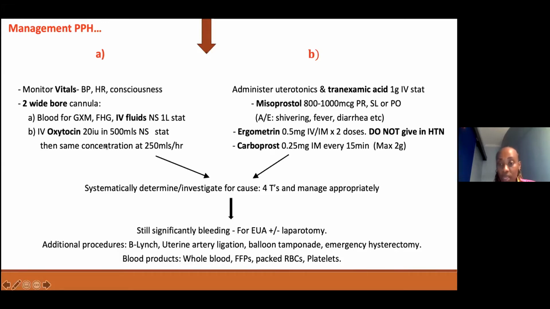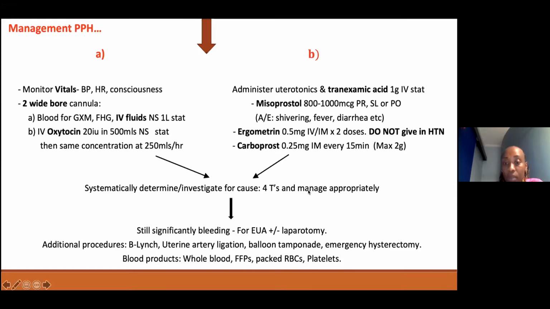Misoprostol, 800 to 1,000 micrograms. You can give it per rectal, sublingual, per oral, just depends. If your patient is semi-conscious, then of course per rectal is more appropriate. Of course, you cannot give it per vaginal because she's bleeding. Remember, the sublingual route has a faster uptake of the medication, so they feel the shivers, the fever, they can also get diarrhea. They generally have more side effects with the sublingual, but it goes in pretty fast. You can choose to split your dose and give part of it sublingual for quick action, and then you give it partly per rectal. Those are all fine.